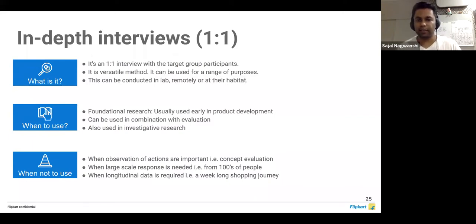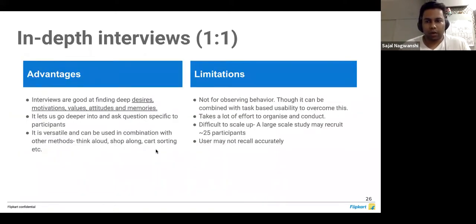So in-depth interview is very versatile. You can use this method along with other methods, for example, usability and surveys and so on, to make a very foolproof study. So what are the pros and cons of this particular method?